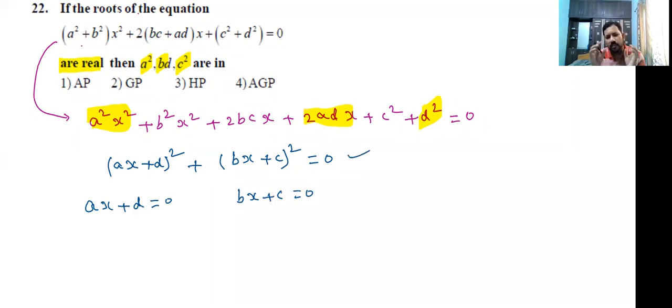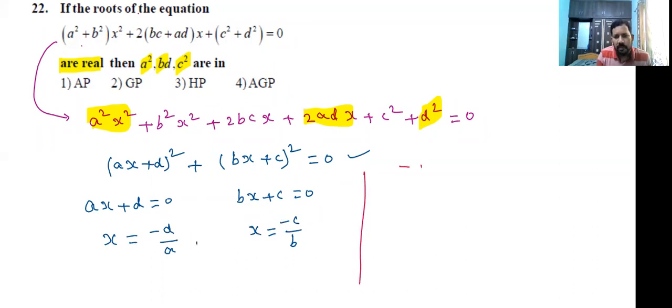Yes or no? Because the power is square. If you substitute a negative value, it's going to be positive only. That's right. Both are 0 means 0 square plus 0 square, 0 will come. If any other value is taken, the equation cannot be satisfied. Now, what is the x value here? Minus d by a. Here, what is the x value? Minus c by b. See here, both are x values only. Equate them: minus d by a is equal to minus c by b.